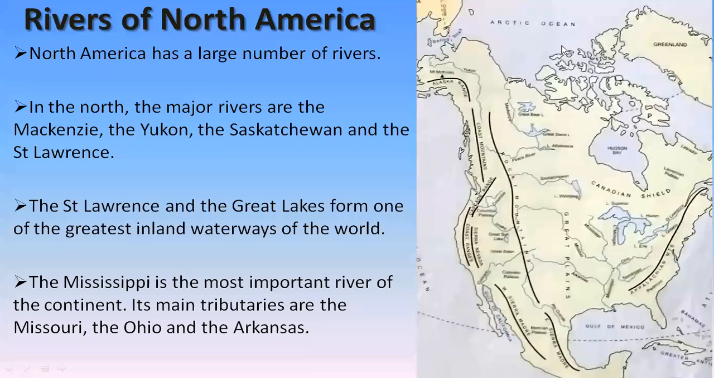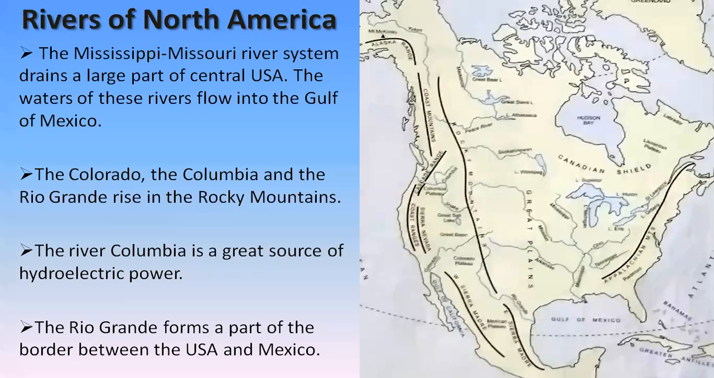In the beginning of this video, we saw some of the important rivers of North America. On the northern side, you find the Mackenzie, Yukon, Saskatchewan, and St. Lawrence. St. Lawrence, along with the Great Lakes, is one of the greatest inland waterways. Mississippi is another important river, with tributaries like Missouri, Ohio, and Kansas. The Mississippi-Missouri river system drains a large part of central USA, and the water is carried to the Gulf of Mexico.